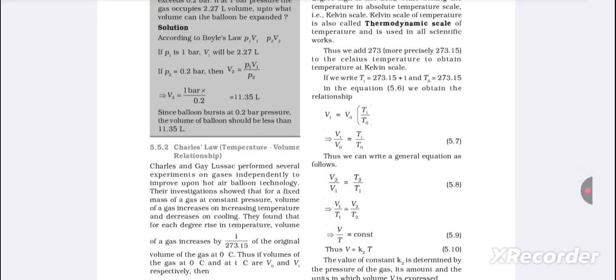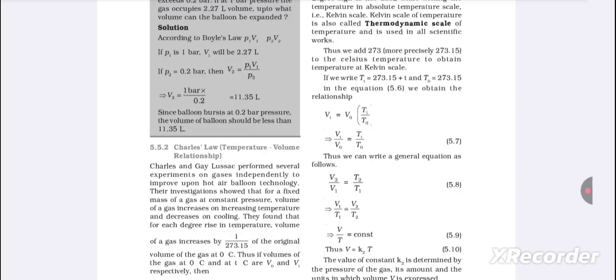Charles' law, temperature volume relationship. Charles and Gay-Lussac performed several experiments on gases independently to improve upon hot air balloon technology. Their investigation shows that for a fixed mass of gas at constant pressure, volume of gas increases on increasing temperature and decreases on cooling. They found that for each degree rise in temperature, volume of gas increased by 1 by 273.15 of the original volume of gas at 0 degrees Celsius.